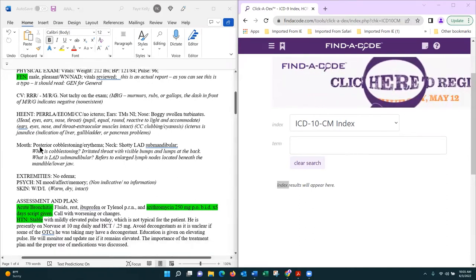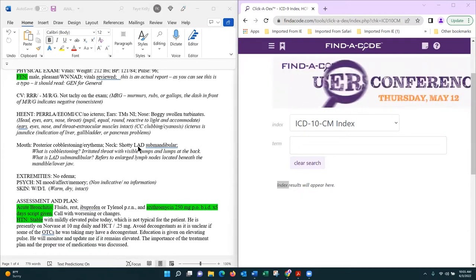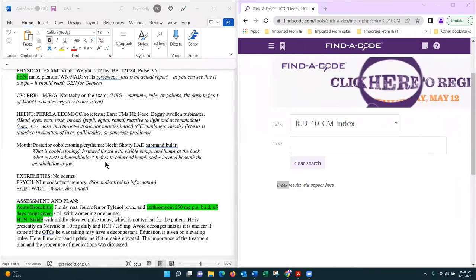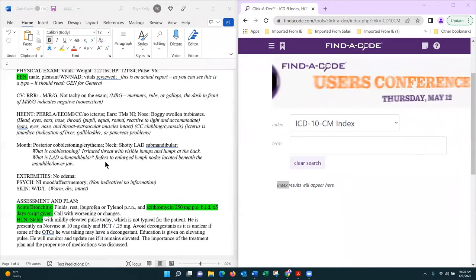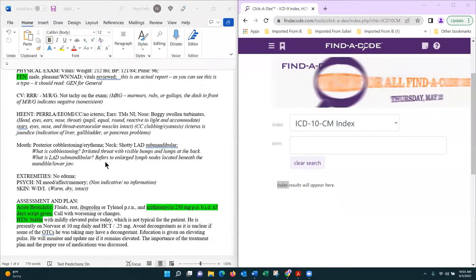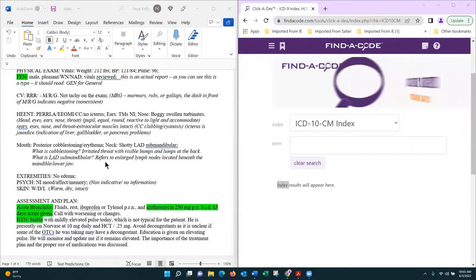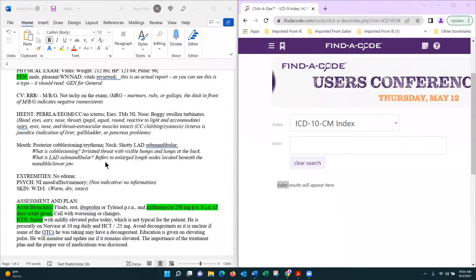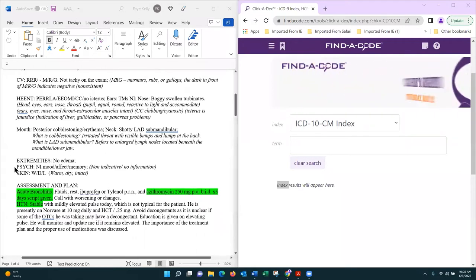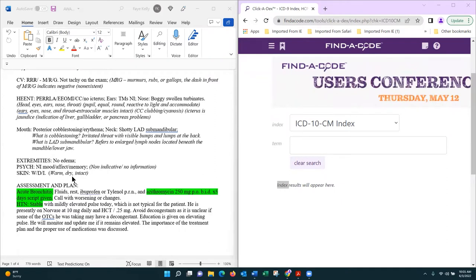The next is posterior cobblestoning, erythema. All right, so next, shotty LAD, submandibular. Let's look at this. Cobblestoning means your throat is irritated. In the back, when the physician does the throat exam, there are actually bumps and lumps at the back of our throat. Then when he talks about the LAD submandibular, the LAD refers to enlarged lymph nodes, which are located beneath the lower jaw. All right. The extremities, no edema. Psych, negative, not indicative of any mood or affect or memory disorder. Skin, warm, dry, and intact.